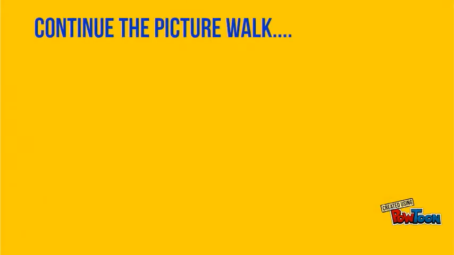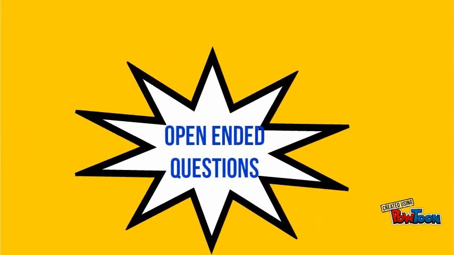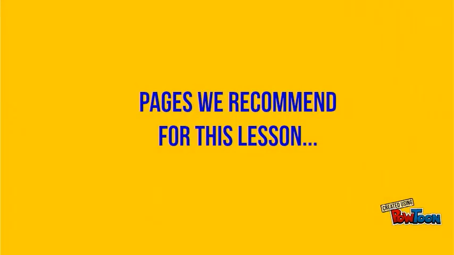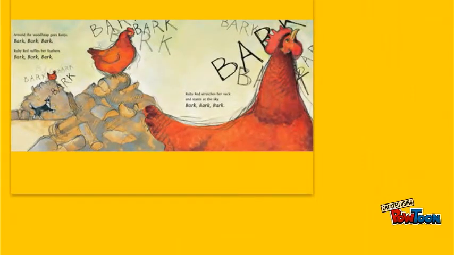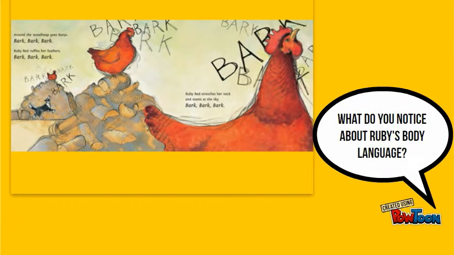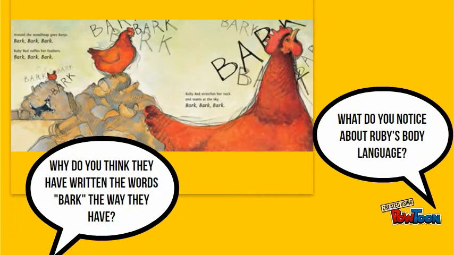Next, undertake a picture walk of the book. This involves highlighting some of the visual elements in the text. Through open-ended questioning, ask students what they notice about the different visual elements. Some suggested pages and questions to use include the following. This page highlights the use of character positioning and typography to influence our interpretation. Questions to ask students include, what do you notice about Ruby's body language? Why do you think they have written the word bark the way they have?